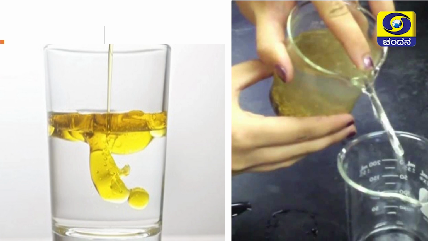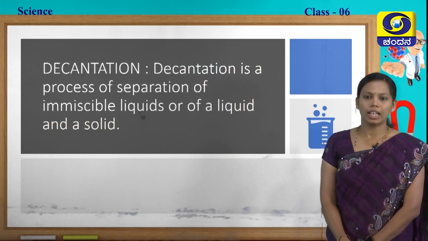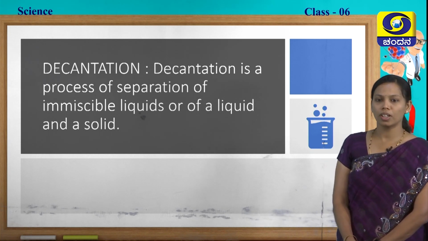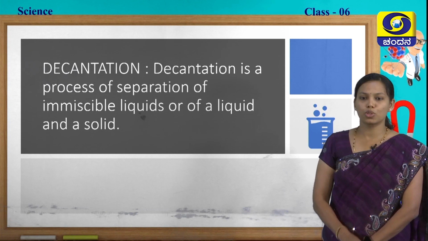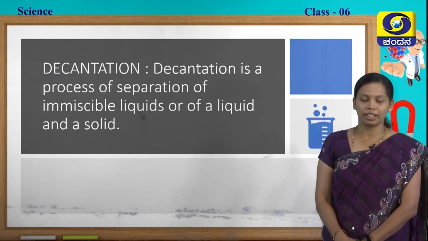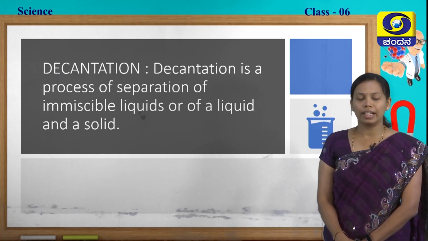In the same way, when we keep the muddy water for some time, the mud settles down at the bottom, and after that we need to separate the water from that beaker. This process is known as decantation. Decantation is the process of separation of immiscible liquids or of a liquid and a solid. Immiscible liquids are nothing but the liquids which do not mix with each other properly. For example, oil and the water, they do not mix with each other. They are known as immiscible liquids. Or else we can use the decantation method also to separate a liquid and a solid.